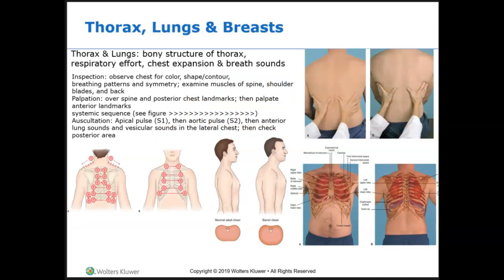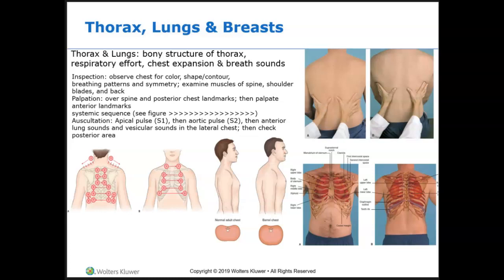Thorax, lungs, and breasts. This assessment, again, follow along in your assessment book. Your skills book adds more aspects of the assessment, but these are the basics we will be teaching you. You will be checking your patient's thorax, their lungs, rib cage, cartilage, intercostal muscles. You're first going to inspect the posterior thorax. You're going to examine the skin, the bones, the muscles over the spine, shoulder blades, and the back, as well as the symmetry of expansion and or accessory muscle use when they're breathing in and out.